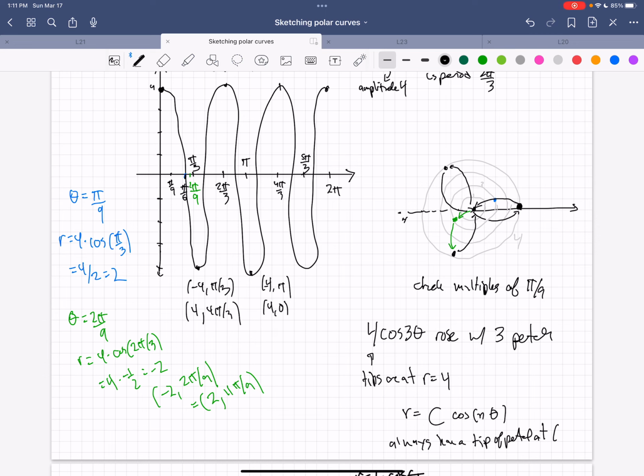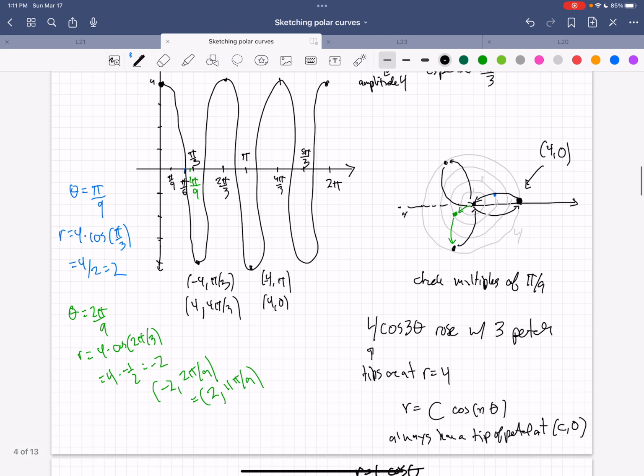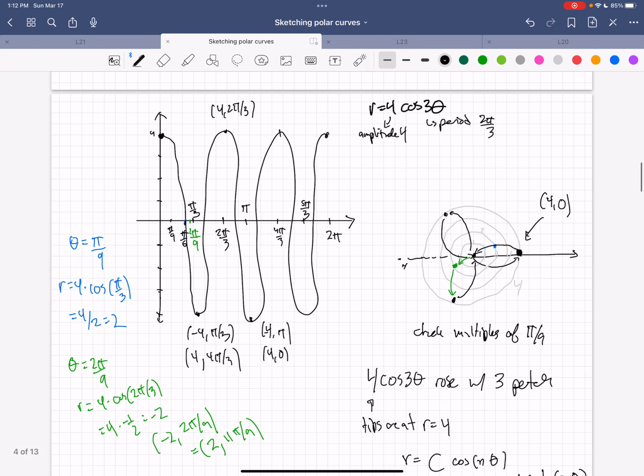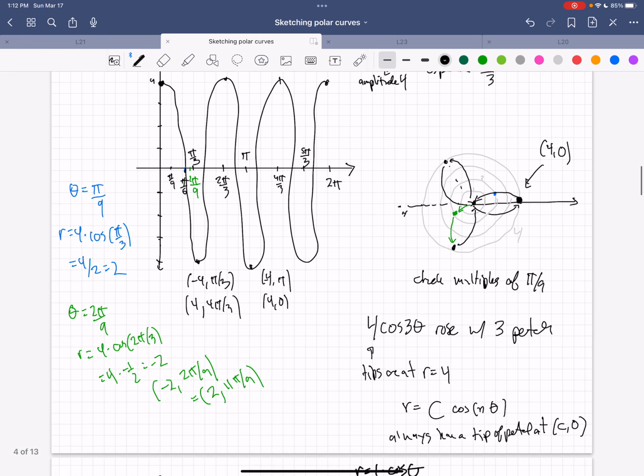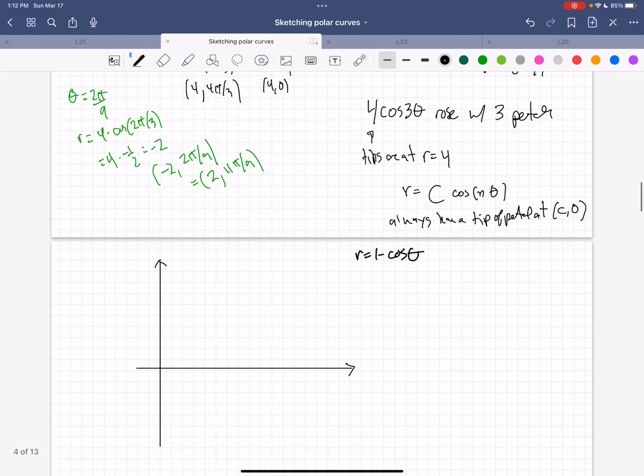at c, when the angle is 0. So that's this first one here. So that might help if you're able to recognize that. And then the tips of the other petals are just going to be evenly distributed over the next 2 pi. Cool. Okay, let's do this next one.